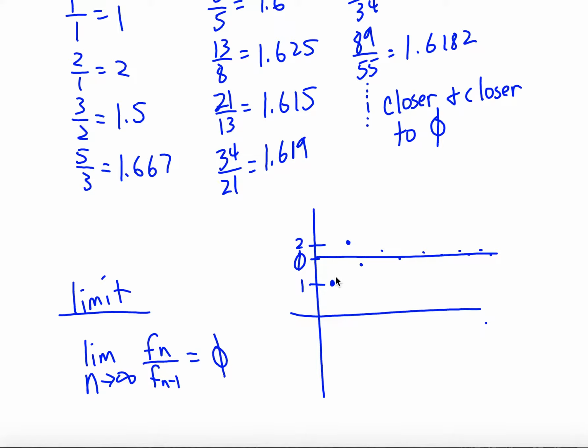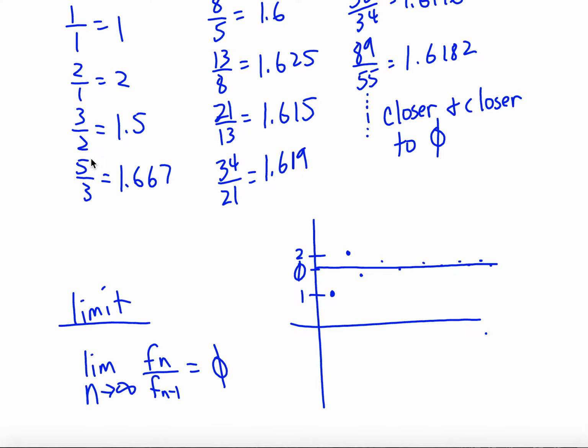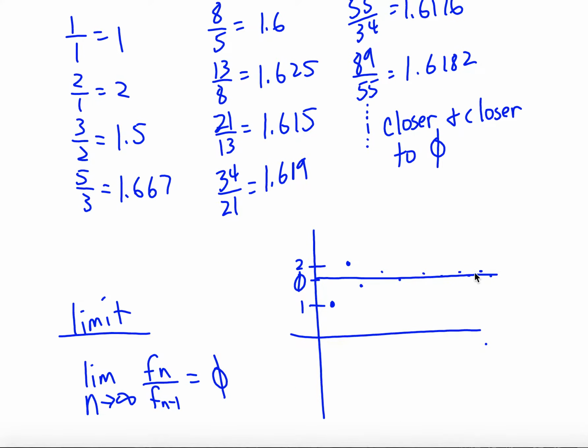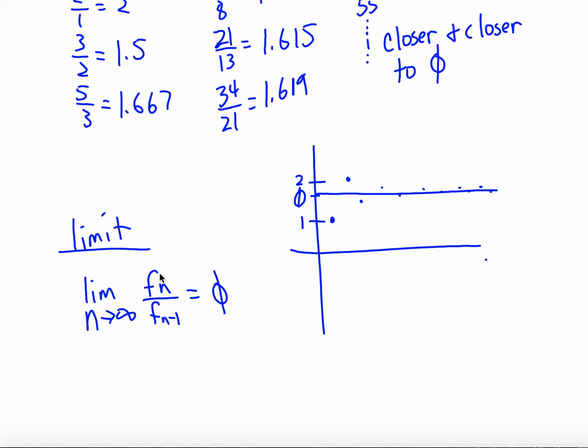So if you think about plotting this, we can think of these numbers, plot them along the x values here. As x is getting bigger, as we're getting farther and farther along the Fibonacci sequence, we're looking at the n values here as our x. And as we get farther and farther, they get closer and closer to this phi line. So that tells us the limit of Fn over Fn minus 1 is phi.